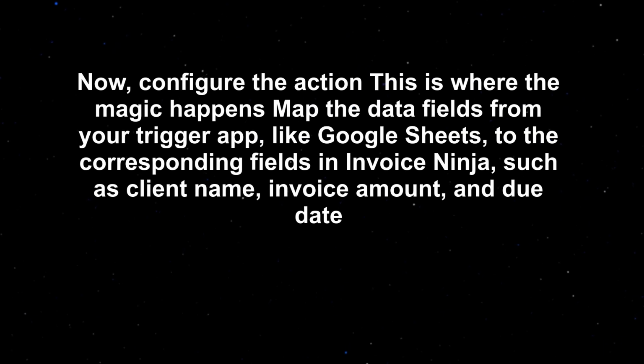Now, configure the action. This is where the magic happens. Map the data fields from your trigger app, like Google Sheets, to the corresponding fields in Invoice Ninja, such as client name, invoice amount, and due date.